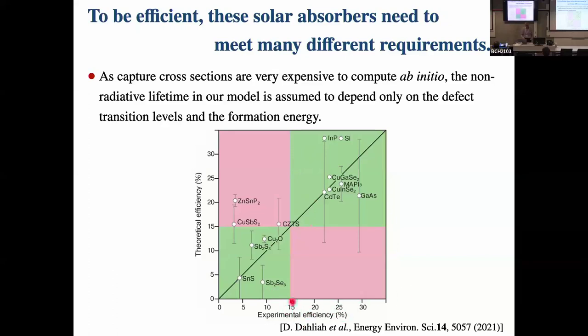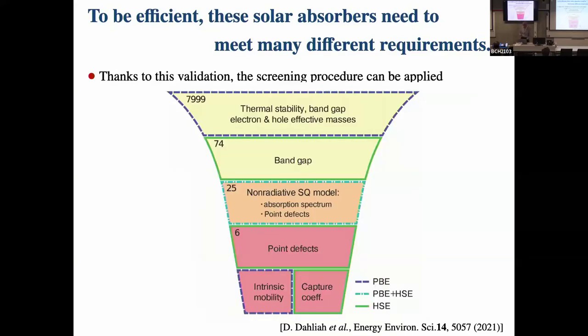So you have here the experimental efficiency and the theoretical efficiency. These materials are considered to be not very good experimentally, and these are considered to be very good. And you see that when we compare our prediction to what has been done experimentally, the results are nice. Here there is no false positive, and here there are a number of false negatives, but it's not so important.